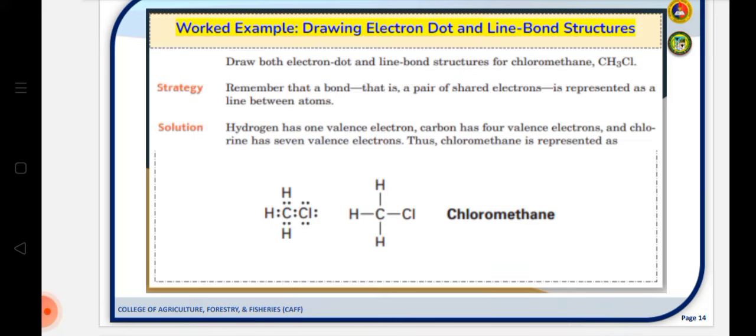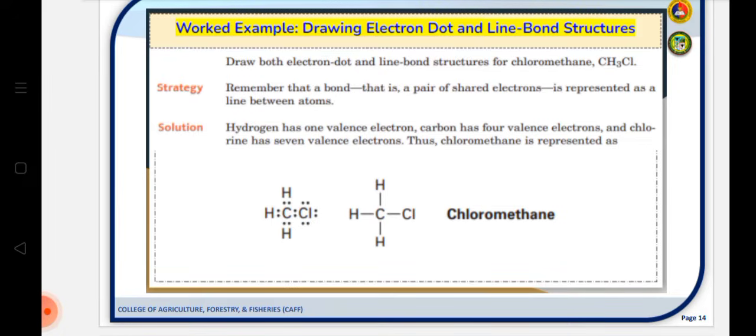Okay, so ang solution, unsaon ni nato pag-drawing? So unsa tong given na formula, CH3Cl. So the hydrogen has one valence electron, di ba? Ang hydrogen, iyang valence electron kay usa. Then carbon has 4 valence electrons. So ang carbon ay upat ka buok valence electrons. And chlorine or ang Cl has 7 valence electrons. Okay? So thus the chloromethane is represented like this one kaning nasa drawing sa ubos.